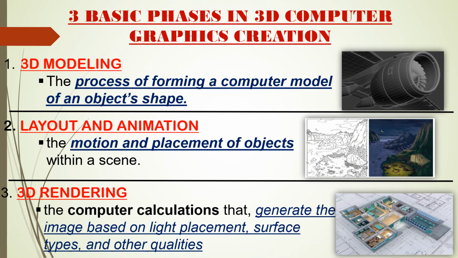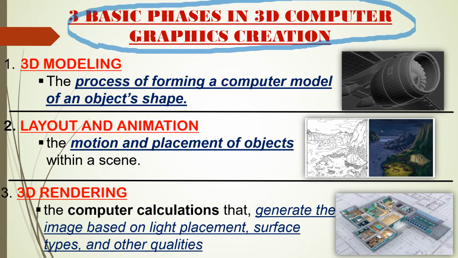So next, let us discuss the three basic phases in 3D computer graphics creation. So first one is the 3D modeling. So it is the process of forming a computer model of an object's shape, and these are used for a variety of mediums, including video games, movies, architecture, illustration, engineering, and commercial advertising.